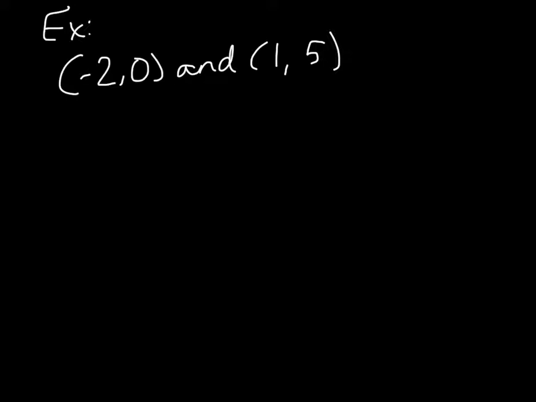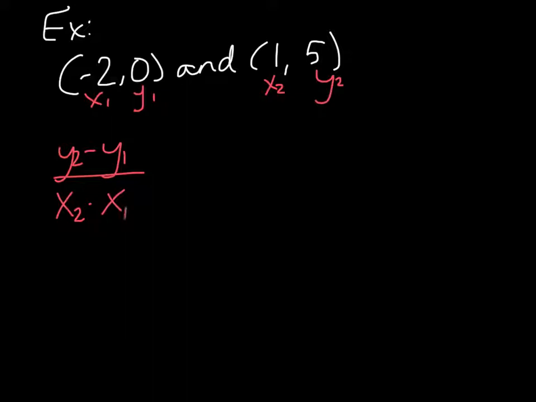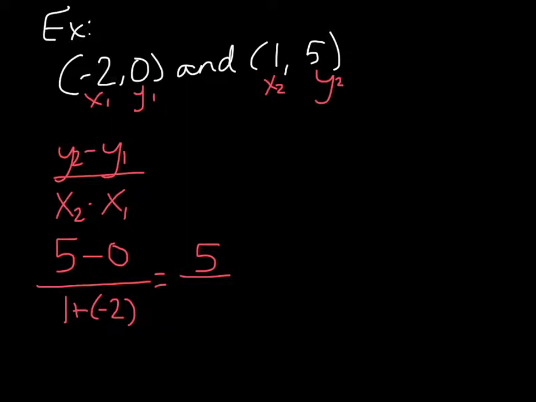Let's do an example. If I have the points -2, 0, and 1, 5, and I want to find the slope, I'm going to label them. This is x1, this is x2, this is y1, this is y2. So I'm going to use that slope formula, y2 minus y1 over x2 minus x1. So I'm going to put 5 minus 0 over 1 minus -2. So I'm going to have 5 over 3. And my slope of this line is 5/3. I'm always going to simplify, but I'm never going to change it into a mixed number.